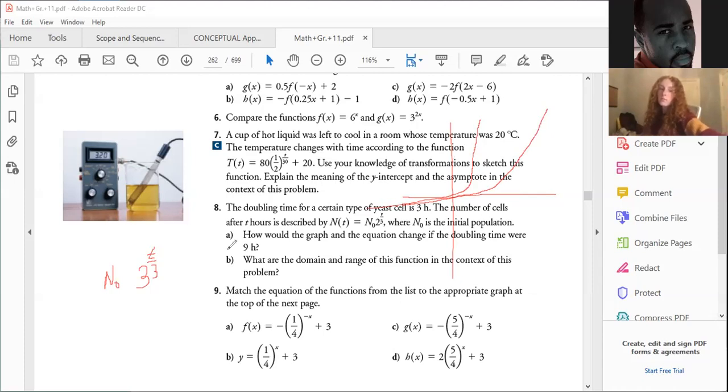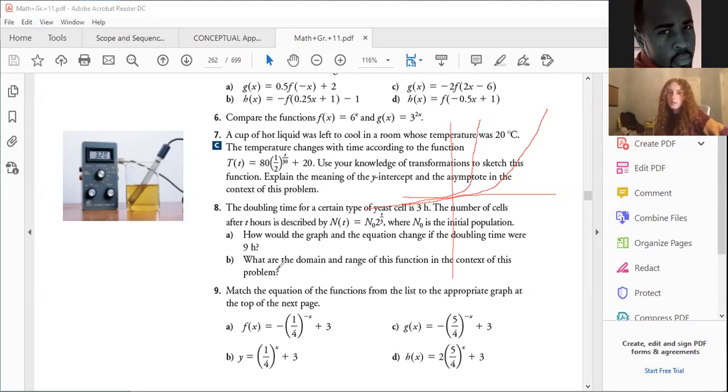Next one. What are the domain and range of the function in the context of this problem? What's the domain? The domain is anything above 0. Why not less than 0? Well, you can't have 0 time. I mean negative. You can't have negative time. The range is anything above 0. No, the domain can't be negative. You can't have negative time.